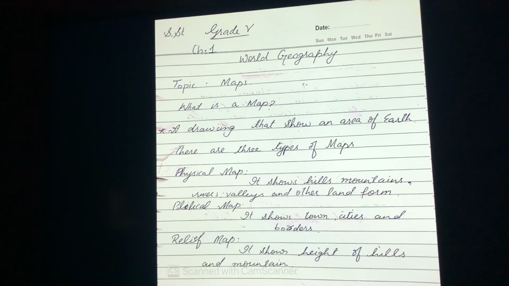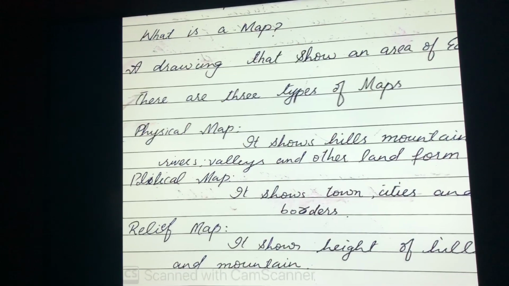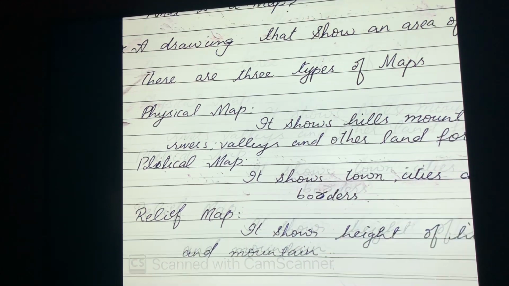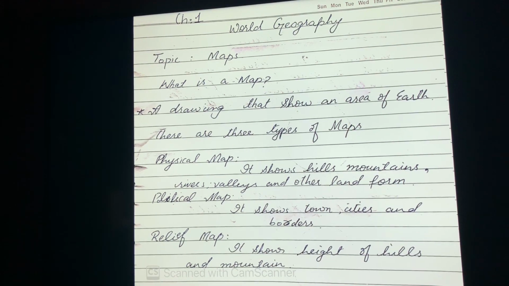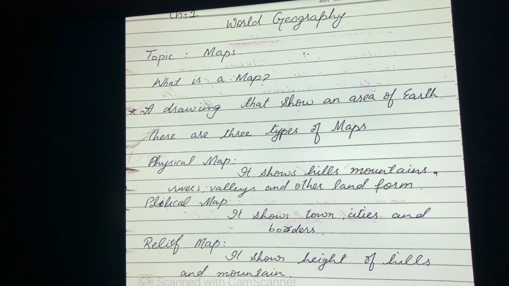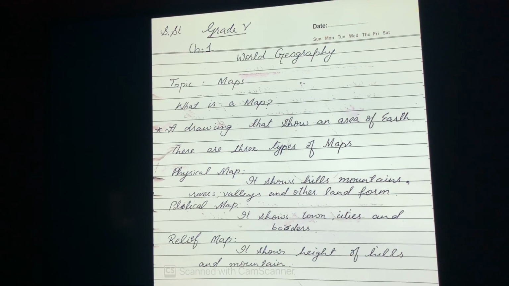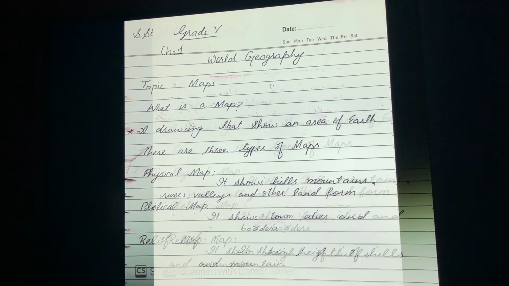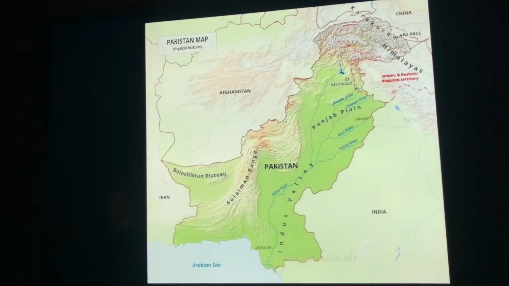There are three types of maps. Like the physical map, let me show you this. The physical map shows hills, mountains, rivers, valleys, and other landforms. The political map shows towns, cities, and borders. And the third one is the relief map. It shows the height of hills and mountains. So let me show you some pictures of these maps.